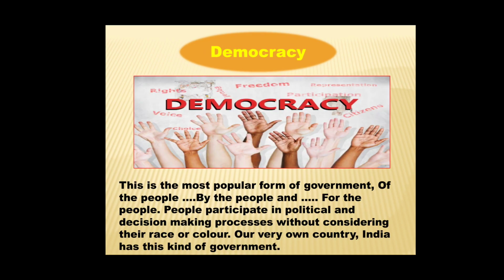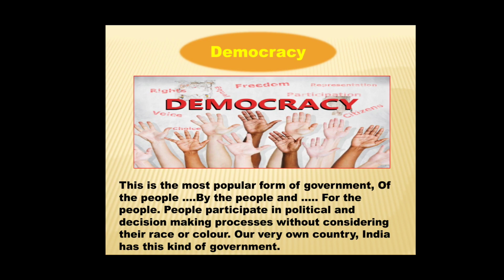Thirdly, democracy. This is the most popular form of government. Of the people, by the people, and for the people. People participate in political and decision-making processes without considering their race or color. Our very own country, India, has this kind of government. Now, in democracy, the government works for the people, by the people, and of the people. They can choose their own government.